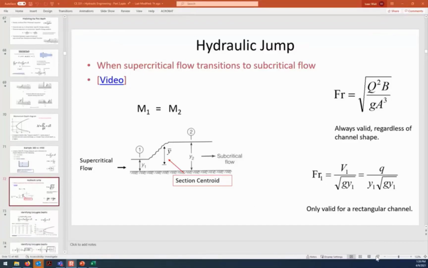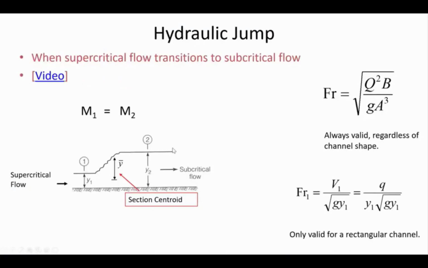All right, so as that video just showed, this is a cross-sectional view of a hydraulic jump. And so there's an upstream depth that is supercritical, a downstream depth that is subcritical, and through that transition, momentum is conserved. Energy is not. And that's oftentimes the whole point of forcing a hydraulic jump, is to dissipate the energy.